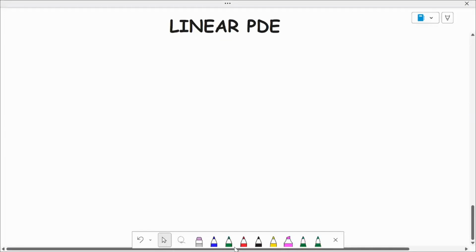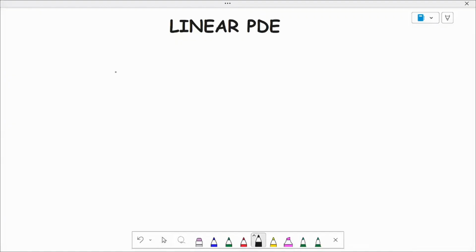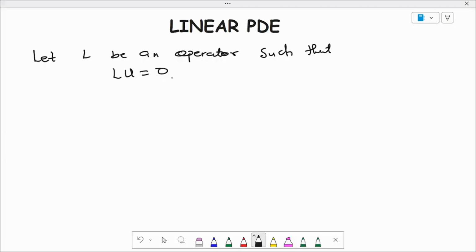So we continue our series on PDE. Today we are looking at linear PDEs, and the first thing we will talk about is that if we have a PDE, let L be an operator such that if L acts on u, that is our solution, we will get 0. So if L acts on our solution, we get 0. Let's label our equation as equation 1 or star.